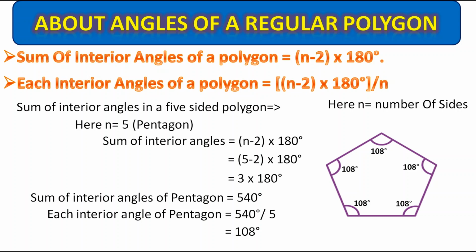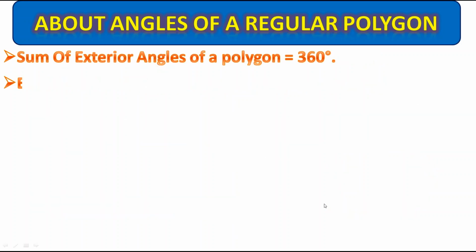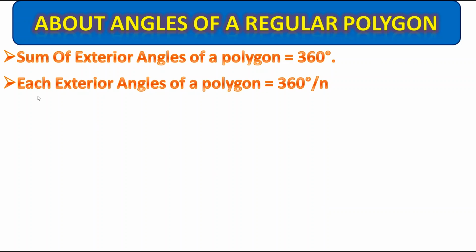Okay, now if we have to measure the exterior angle, then what we have to do? We have to use this formula. Okay, so see here, first you should remember that sum of exterior angles of a polygon is equal to 360 degrees for all the polygons. Okay, for any polygon, the sum of exterior angles will give you the answer as 360 degrees. So to find each exterior angle, what we have to do? We have to divide that 360 by the number of sides.